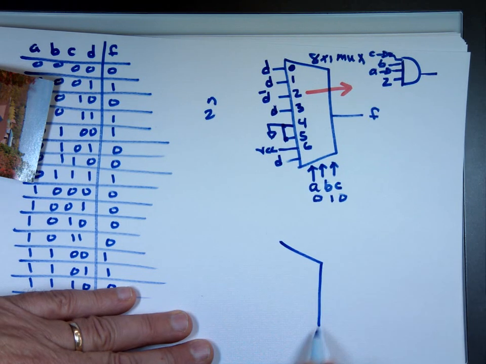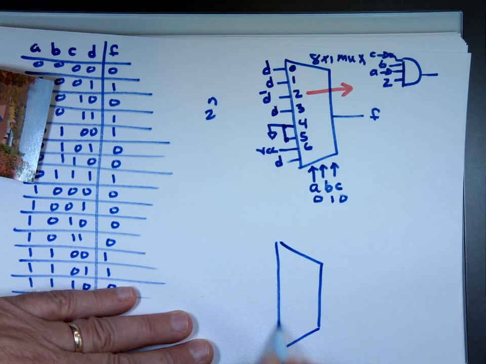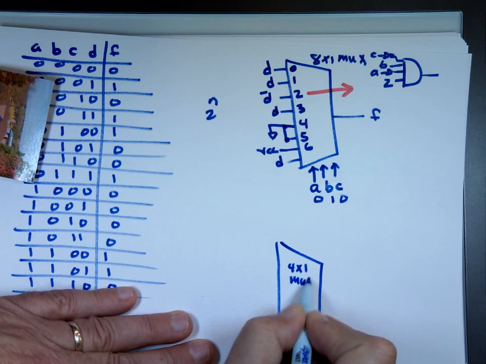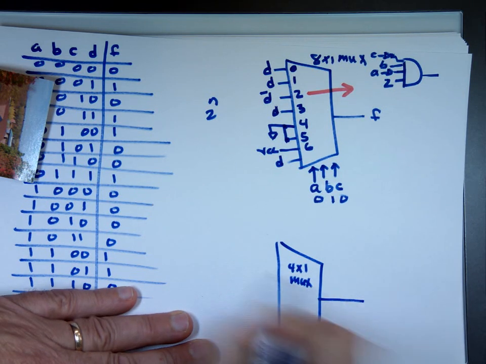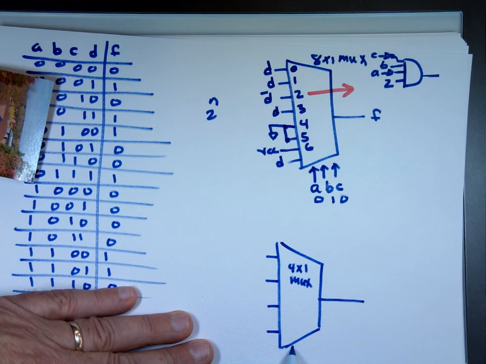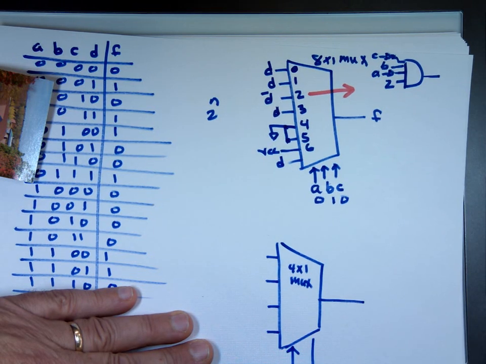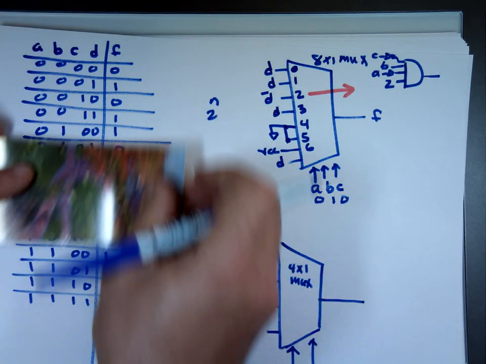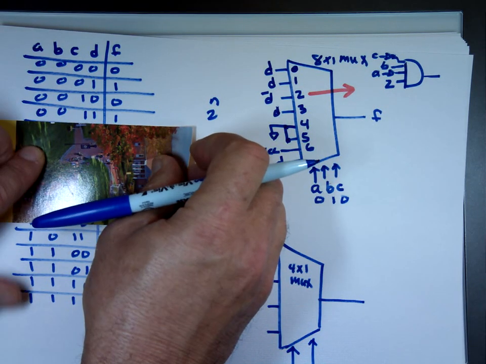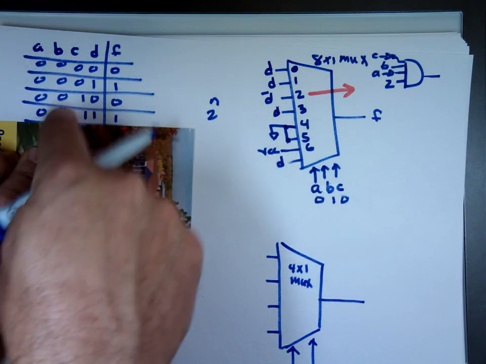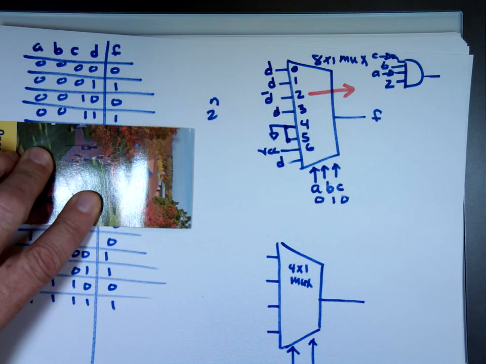And the last one, I wanted to do this with a 4 by 1 mux. That means one output, 4 inputs, 2 control signals. Again, I use the most significant because it makes it easy on me. Notice, look at these 4. When A is 0, B is 0, right next to each other. That's why I like to use the most significant here, because I'll be looking at these 4.